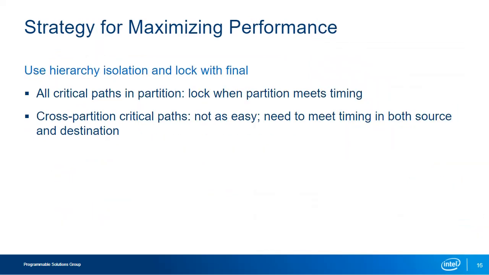Once the targeted blocks are isolated, they can be optimized independently. If all critical timing paths are located within a target partition, the partition can be set to final as soon as it meets timing, at which point you can then focus on other targets. If you have critical paths between partitions, both source and destination partitions must meet timing before they can be locked down. This is why it is recommended to keep critical paths within a single partition, as recommended earlier.